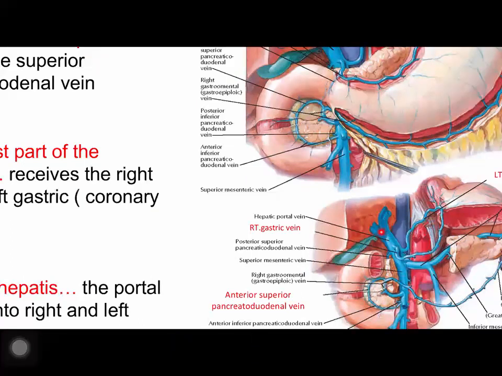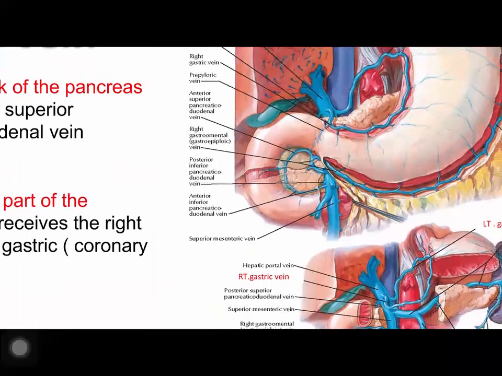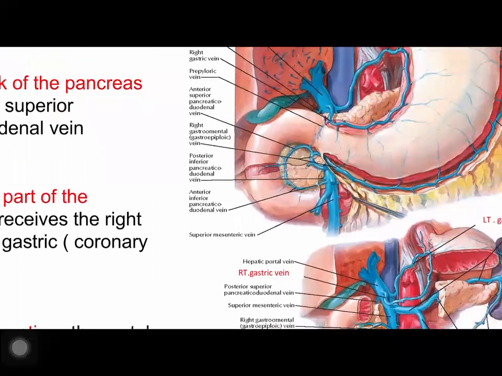At the porta hepatis, the portal vein divides into the right portal vein and left portal vein. The right portal vein sometimes receives the cystic vein, and the left portal vein receives the umbilical vein and is attached to the ligamentum teres and its continuation, the ligamentum venosum.